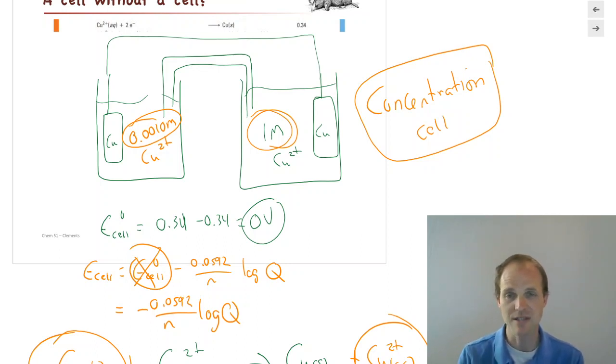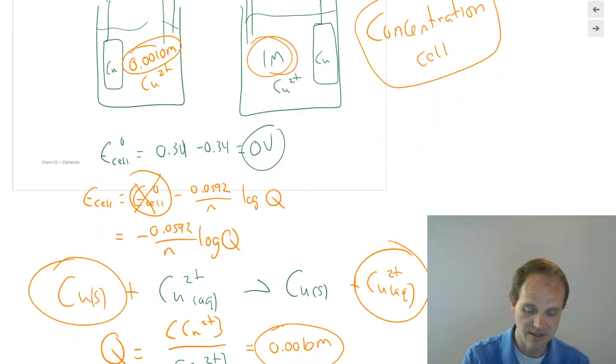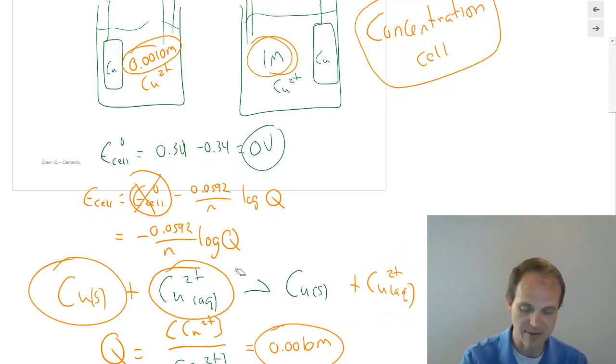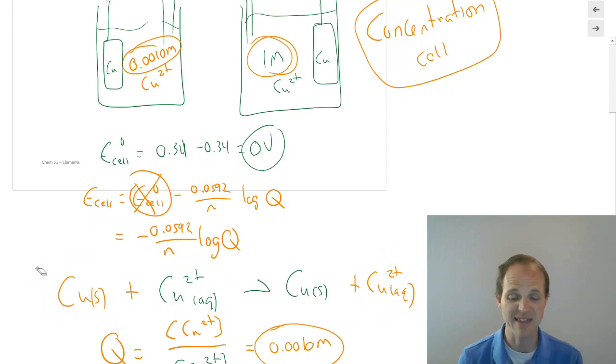But nature wants to make those equal. So it's going to say, hey, I need to make more copper 2 plus on the left-hand side. And at the same time, I need to decrease the copper 2 plus on the right-hand side. So that's going to go from copper 2 plus to solid copper. And that's how I was able to put that reaction together, by thinking about it.